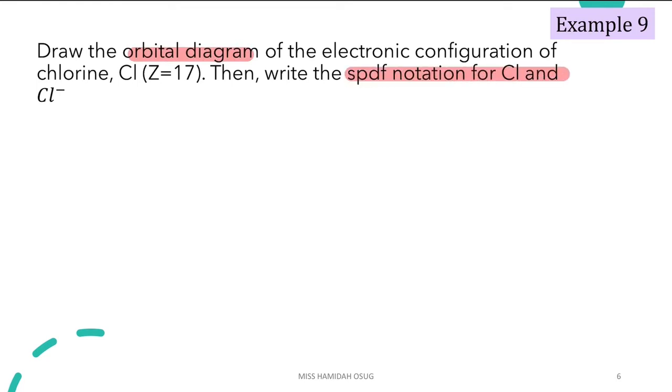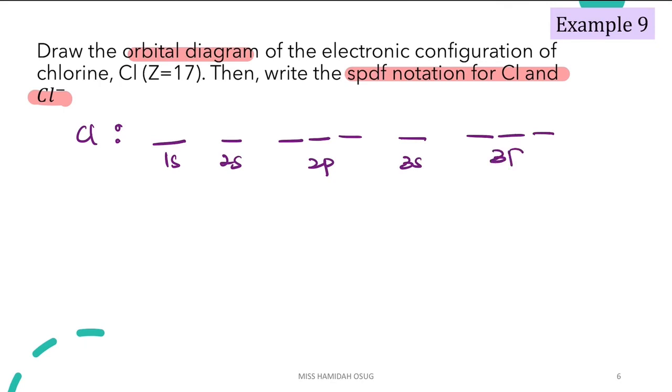Next, for example 9, same thing, you were asked to draw the orbital diagram of the electronic configuration of chlorine and then write the SPDF notation for chlorine atom and chlorine ion. So chlorine punya orbital diagram kali ini kita guna platform punya type. So kita bikin dulu dia punya tapak, and then after that we fill in electron accordingly to Aufbau principle, Hund's rule dan juga Pauli exclusion principle.